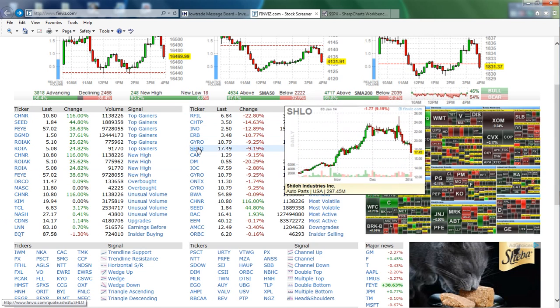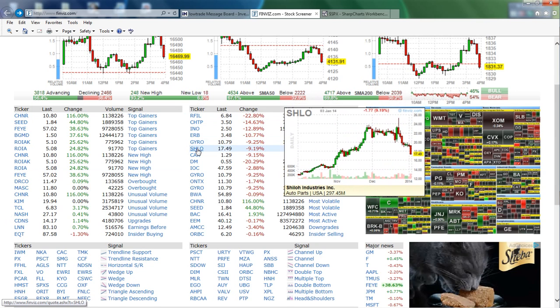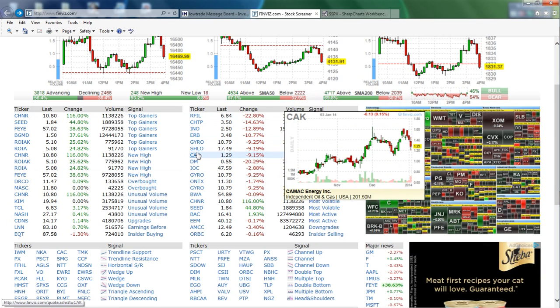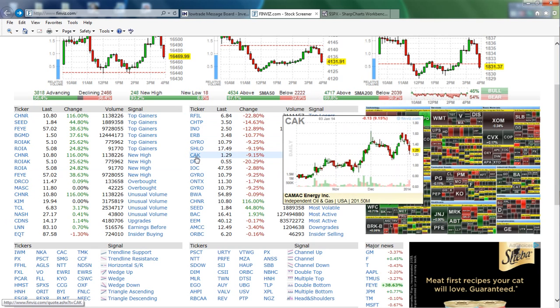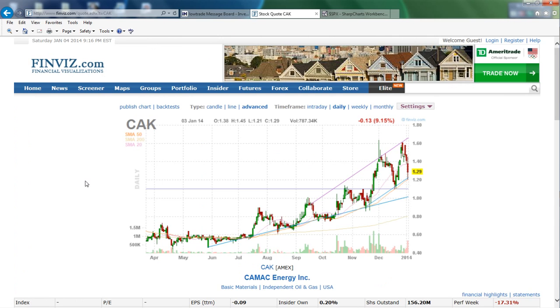I don't see anything interesting here for a comeback play. Now, this looks a little bit interesting because it has a 3-month trend which is going up, and it had a reversal at the top trend line, and it's coming back to bounce off the bottom trend. So let's see what this is all about.